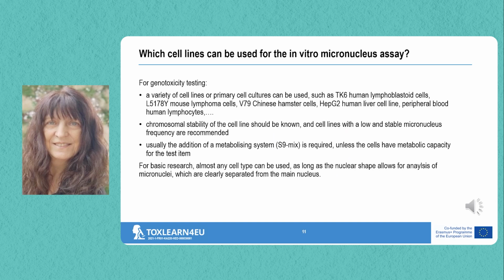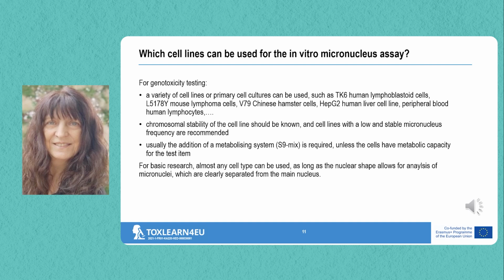First question: which cell lines can be used for the in vitro micronucleus assay? For genotoxicity testing, a variety of cell lines or primary cell cultures can be used. Examples are TK6 human lymphoblastoid cells, L5178Y mouse lymphoma cells, V79 Chinese hamster cells, HepG2 human liver cancer cell lines, peripheral blood human lymphocytes, etc.